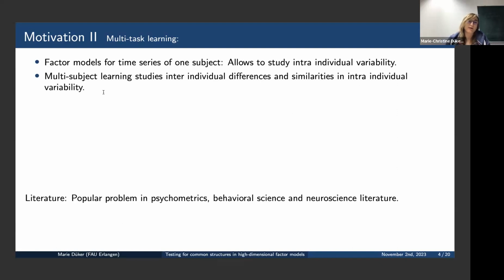And this type of question is popular in a different set of literature. So it comes from a very different direction. People are mostly interested in this kind of question in psychometrics, behavioral sciences, and neuroscience. And you can already guess why, because this is often related to having multivariate data sets for multiple individuals. A good example is in neuroscience, when we look at fMRI data.